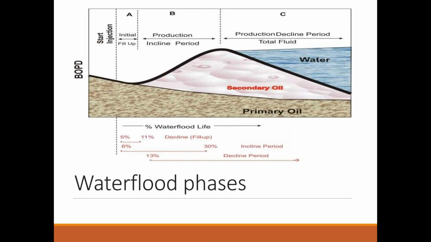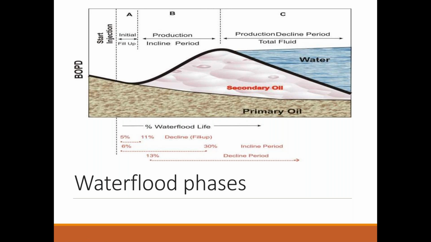Now to illustrate more on this, I have given an example. In this graph you can see there are primary and secondary oil. The primary oil is shaded in the textured part, and the secondary oil is another shade. The secondary oil has been obtained mainly by supplementing pressure. It can be through water injection or gas injection.